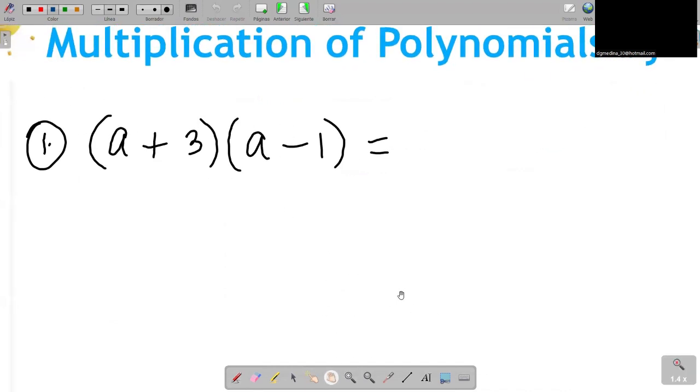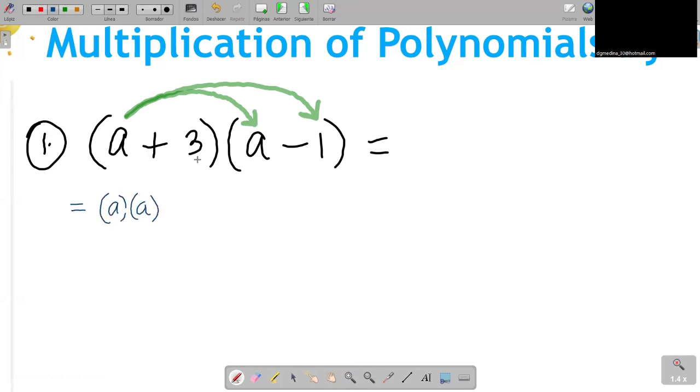When we have two parentheses and we have more than one term inside, we have to apply the distributive property. So it means that we're going to multiply each term of the first parenthesis with each term of the second parenthesis, but in order. So I'm going to multiply the first term of the first parenthesis with this term and this term, okay? So let's do it. I'm going to write the step by step. Okay, a times a. Now, a times minus 1 is negative.